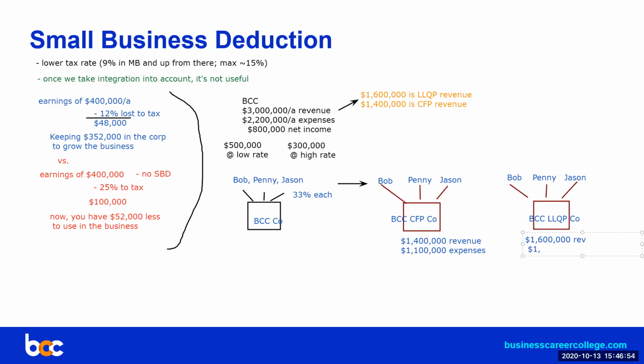What do I have left for expenses then? 1.1 million of expenses. And now we have $300,000 of active income and $500,000 of active income. Have I outsmarted the tax man?